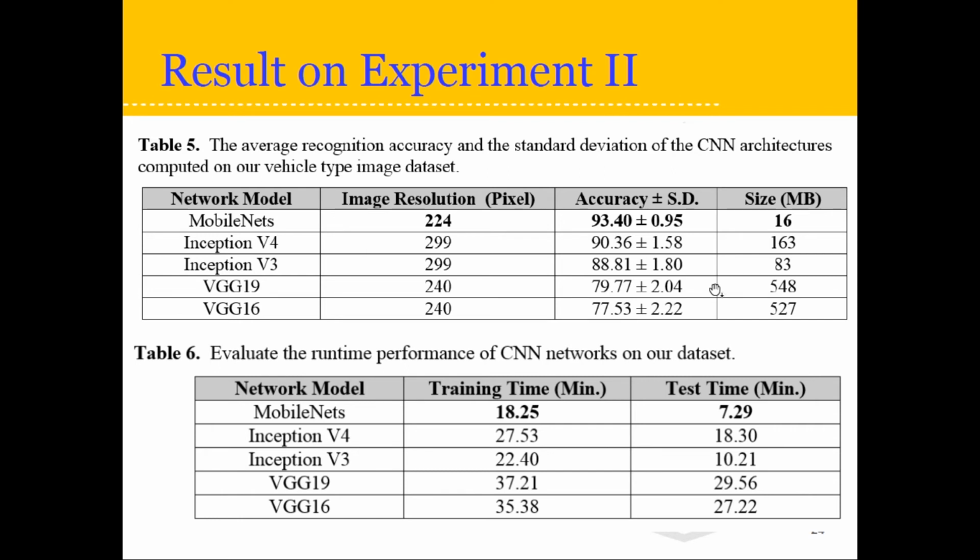Not only for the accuracy, table 6 shows that MobileNet is also the fastest model compared to the other 4. It uses only 18.25 minutes on training time and 7 minutes 29 in testing. It means MobileNet is the fastest and the most accurate model among these 5 CNN in our vehicle type image recognition.